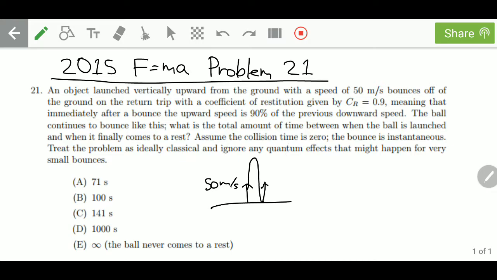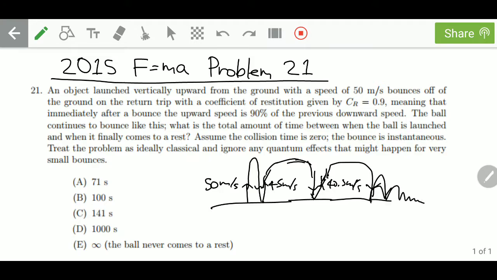and we're told that the coefficient of restitution is 0.9, meaning that the speed after the bounce is 90% of the previous downward speed, so it'll be 45 meters per second. Then it'll go up. It won't quite go like this. I'm just doing this so that there's more space, and it'll hit the ground again, and then it will come up. Again, all of this is actually straight up, but it will come up at some new speed, so it'll be 40.5 meters per second, and it'll come down again. And basically, it'll become a smaller and smaller bounce.